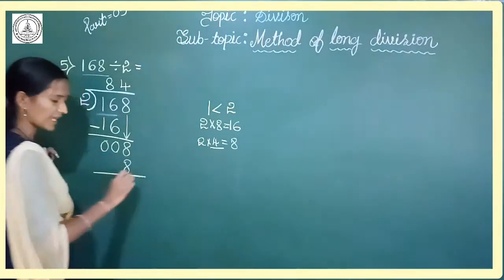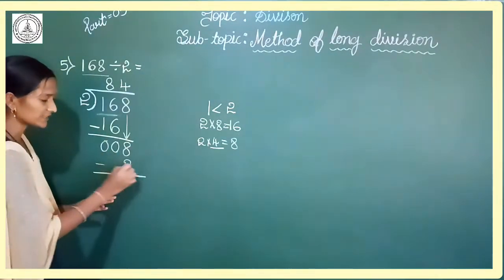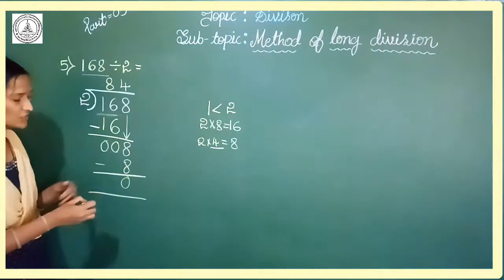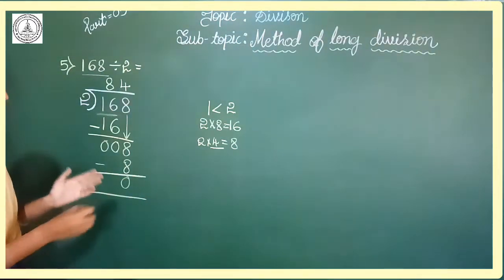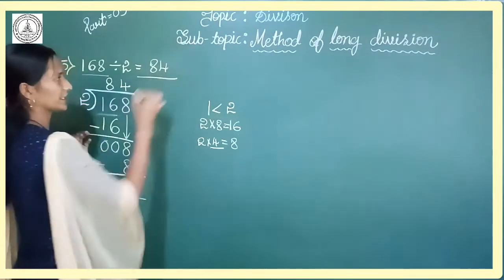So what is the next step? You have to subtract these two numbers. 8 minus 8 is 0. So students, what is our quotient? So here 84 is our quotient. So write down here 84.